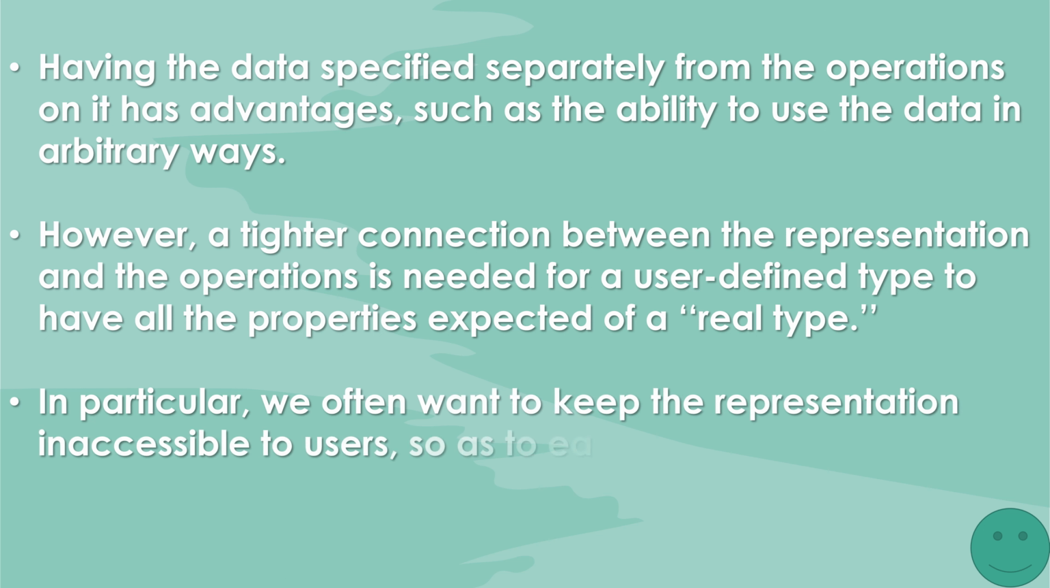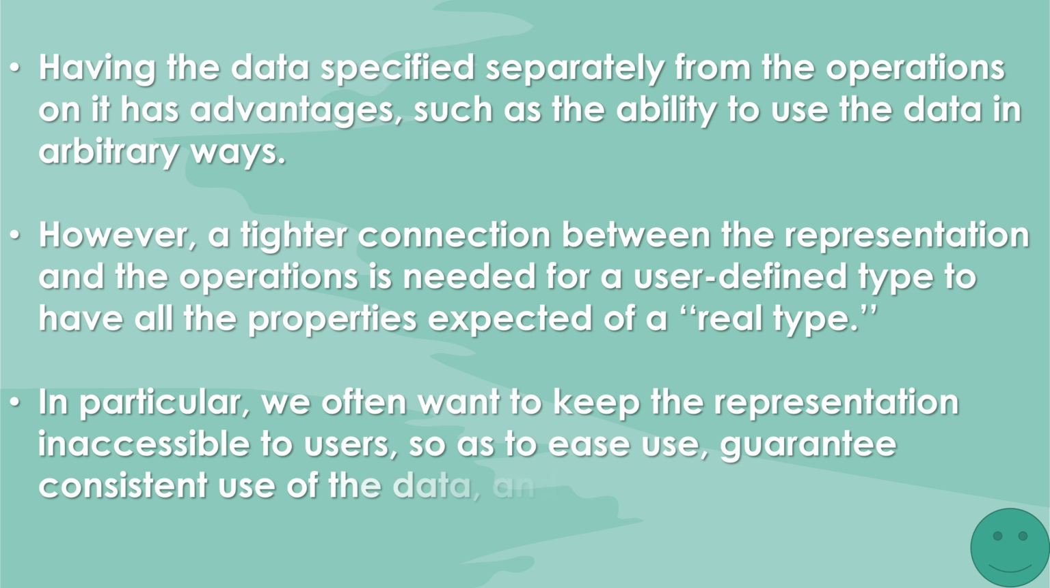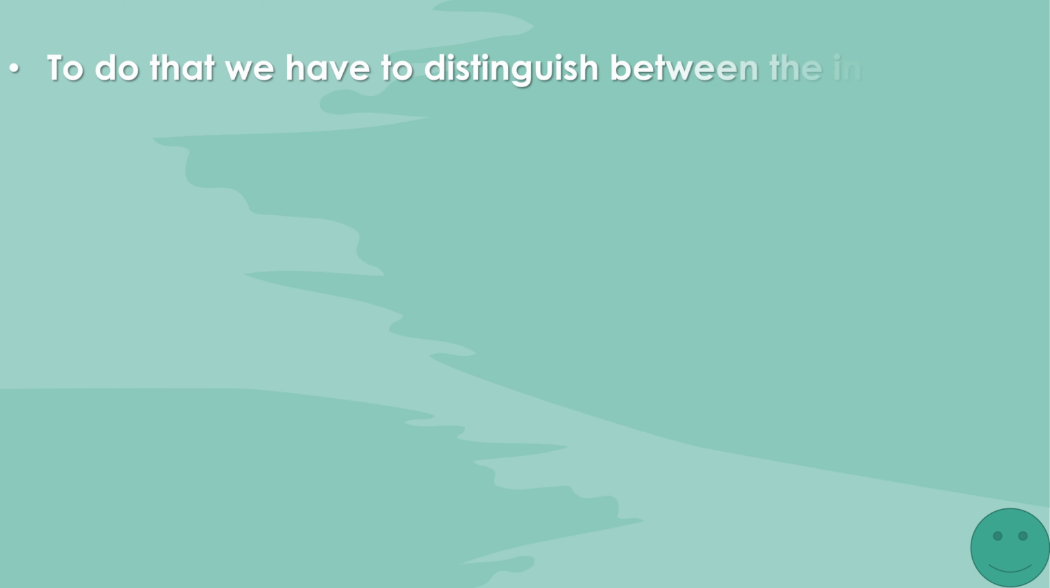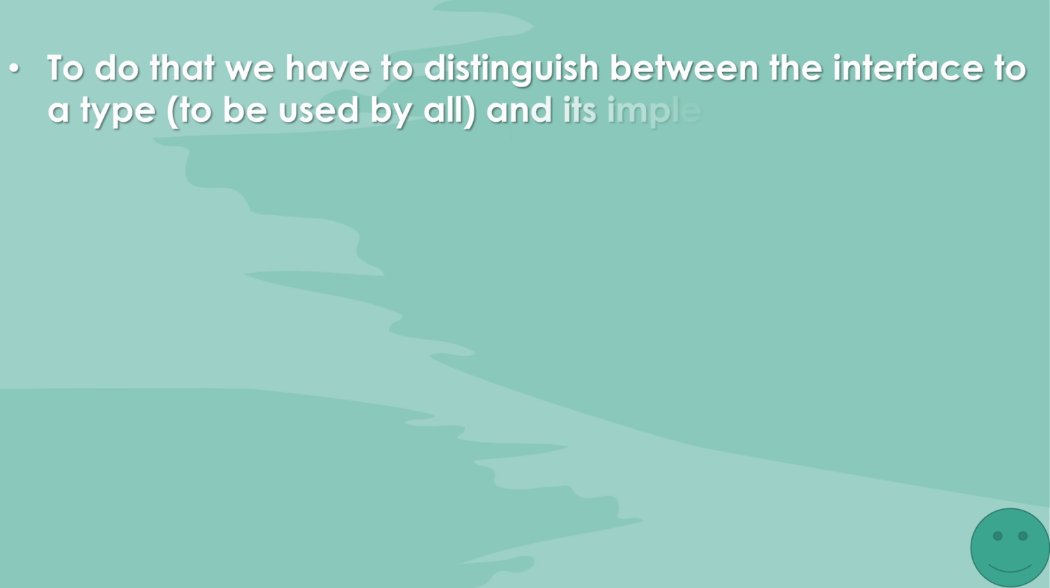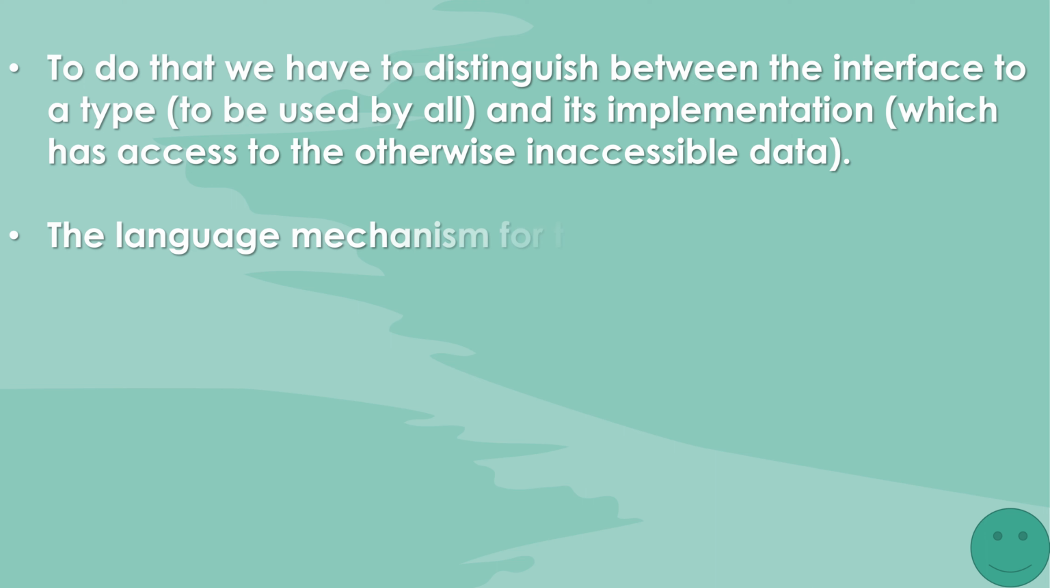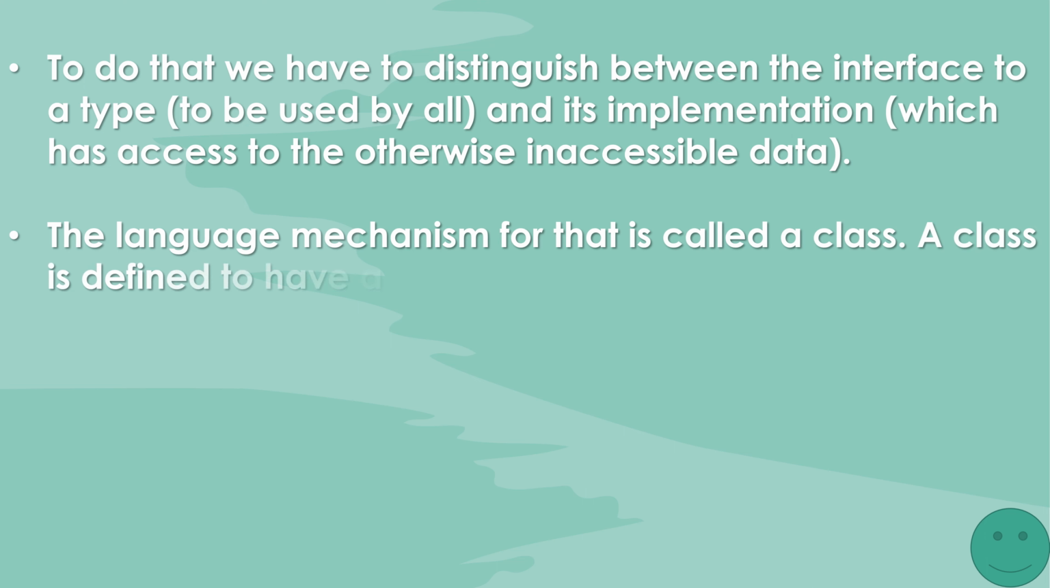In particular, we often want to keep the representation inaccessible to users, so as to ease use, guarantee consistent use of the data, and allow us to later improve the representation. To do that, we have to distinguish between the interface to a type, to be used by all, and its implementation, which has access to the otherwise inaccessible data. The language mechanism for that is called a class.